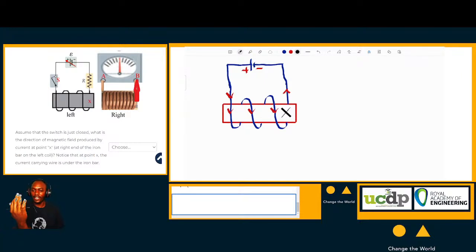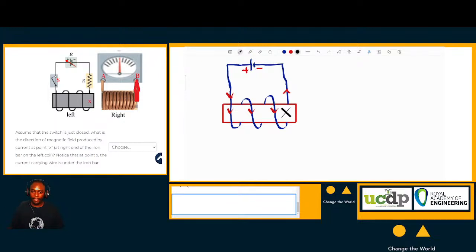So your four fingers are gripping the solenoid, and the direction is downwards. So your four fingers should point downwards. And then your thumb will point towards the right.